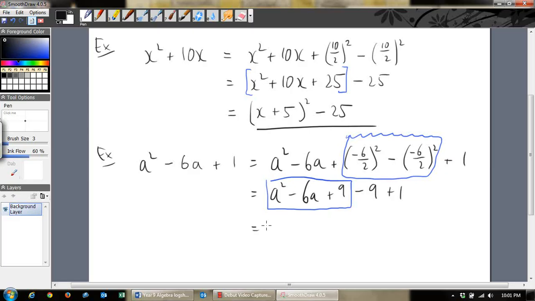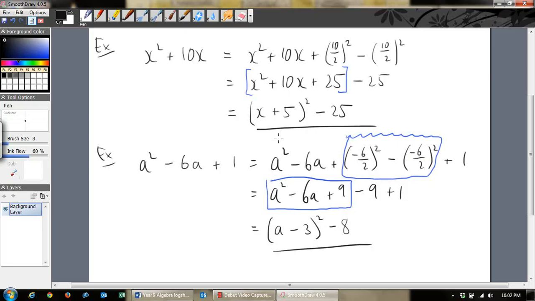So the perfect square ends up being, if you remember what I said, that will be a, and that will be half of negative 6, negative 3 squared. That's all that a squared minus 6a plus 9. If we factorise that down, you get a minus 3 squared. And then we've got minus 9 plus 1, so we'll just simplify that to minus 8. And that is the completed square.